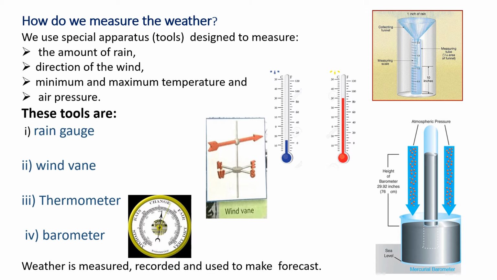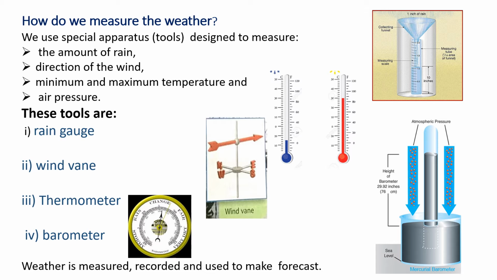We have read in chapter 2 what weather is. Weather is the climatic condition of a place on any specific day. But how do we measure the weather? We use special apparatus or tools which are designed to measure the weather.